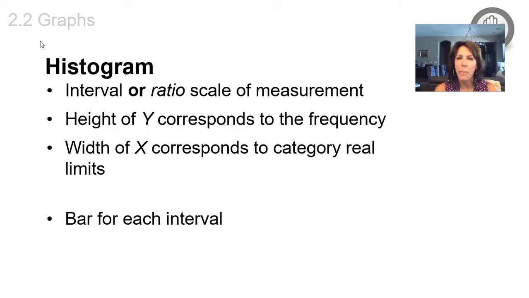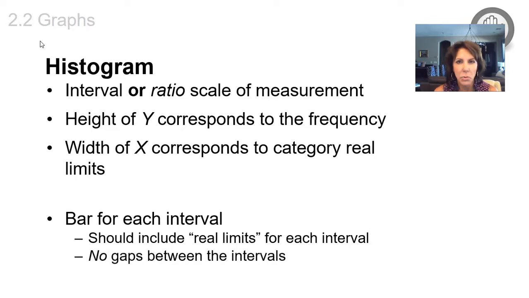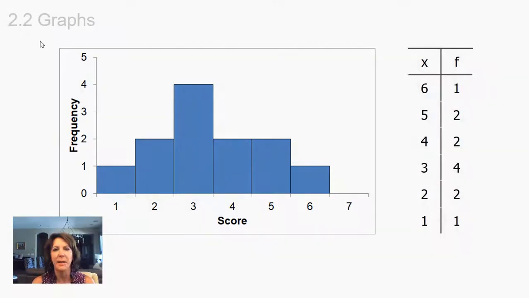So there's a bar for each interval that has to include the real limits for each interval. There's no gaps in between the intervals. Let's see what this looks like. So here's a histogram, and the frequency is on the left-hand side, and the scores are along the x-axis. And as you will notice, the bars touch each other. That is because we are acknowledging the real limits of the scores.